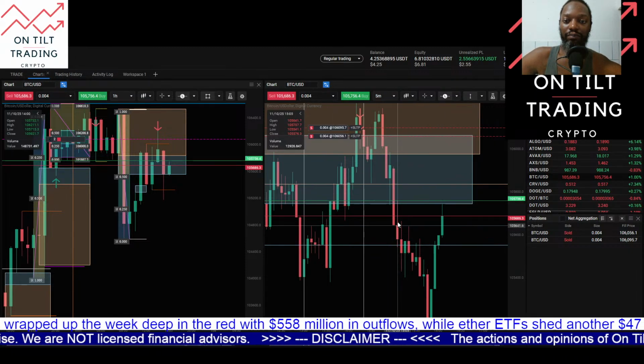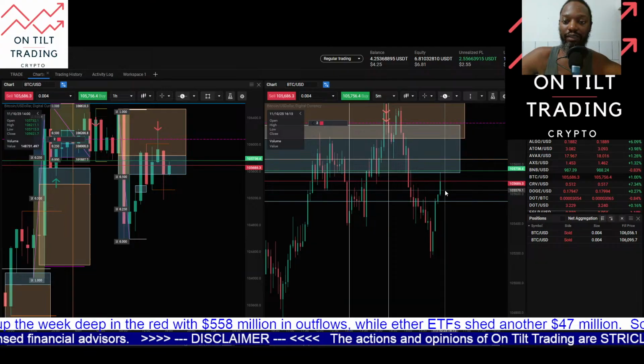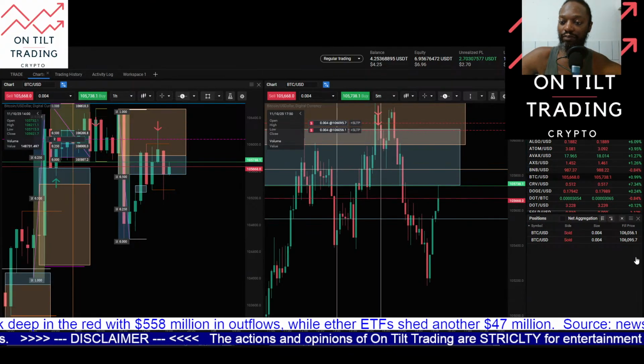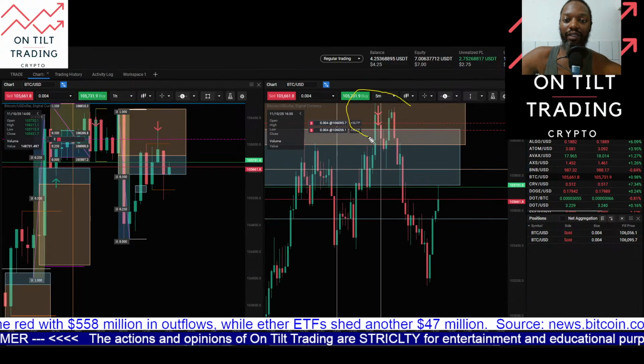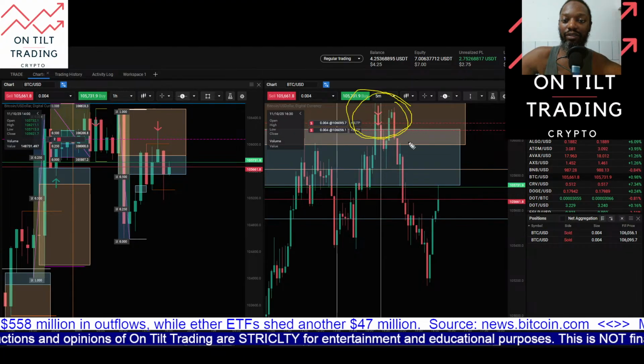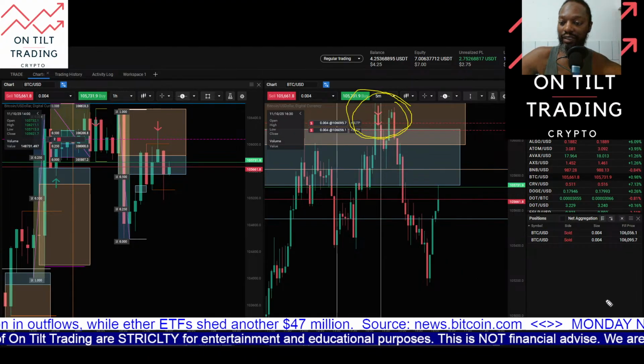So price again pulling back, and we'll see what price does. But if all goes well, price will respect this area of mitigation here and continue to deliver to the sell side.